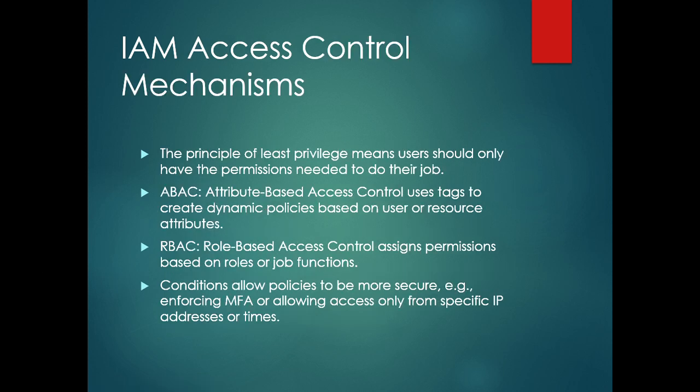IAM access control mechanisms. So IAM access control mechanisms are nothing but controlling methods which include the principle of least privilege, which means users should only have the permissions needed to do their job. So this is least privilege, that is, to grant only what is absolutely required.